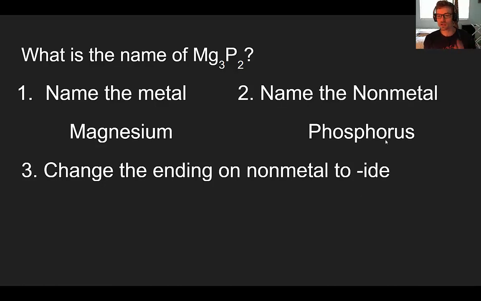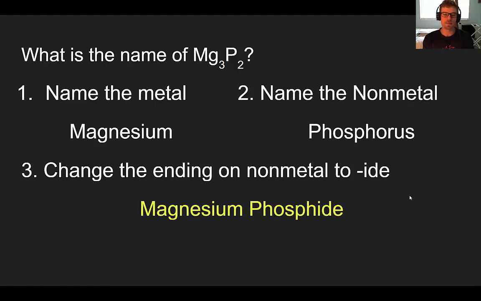Now, where to make the change is one of those things that you just get a feel for over time. So it's okay if you don't get it exactly right to begin with, but as we go through, you're going to figure out where that IDE ending goes. In general, it's going to go towards the end, after a consonant. So in this case, it's going to be magnesium phosphide. And again, there are some different ways that these can look, but we're just going to get some practice and we'll get more comfortable with this.